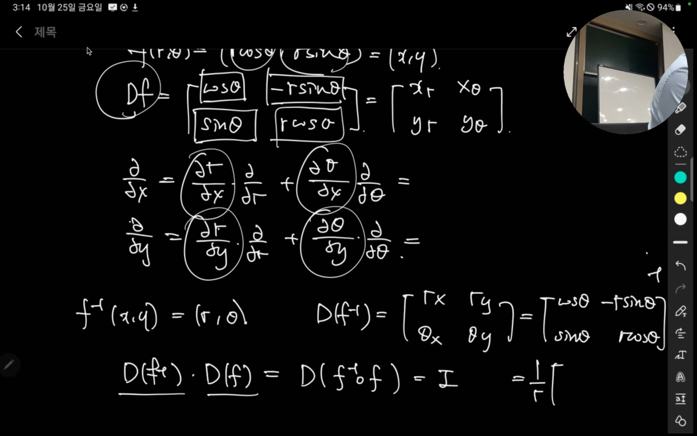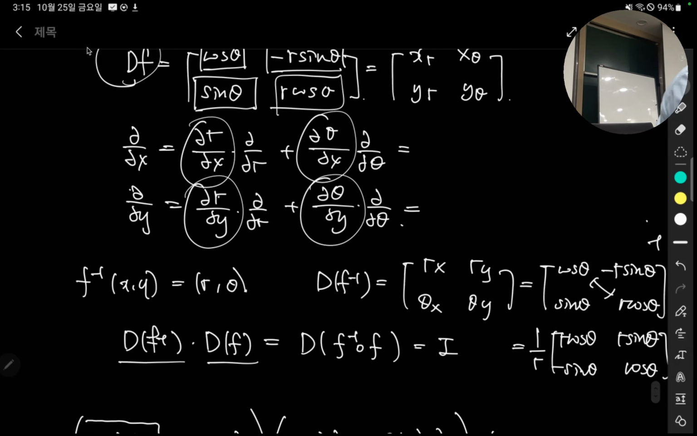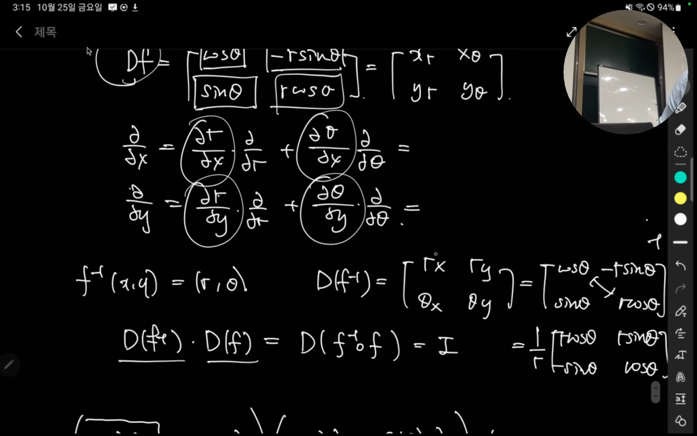So it's 1 over the determinant, which is r in this case. I'll talk about the determinant later. And you have to switch the diagonal entries, r cosine theta and cosine theta, and you put the negative sign on the off-diagonal, so it becomes r sine theta and sine theta, minus sine theta. Okay, so that's your inverse, and that is your ∂r/∂x and so on.